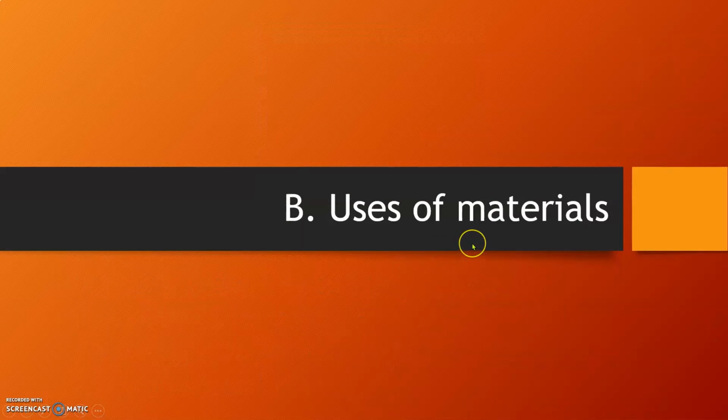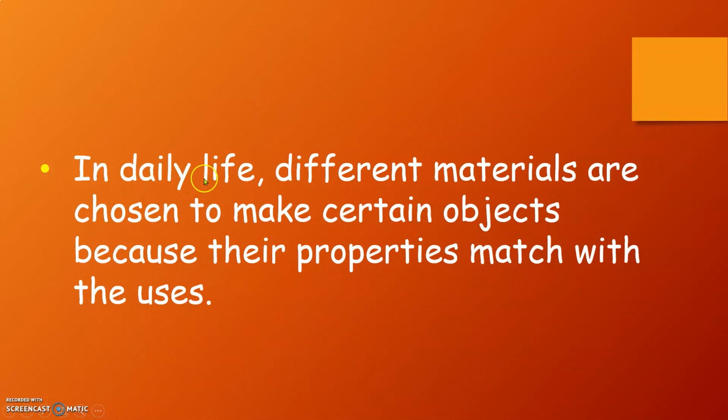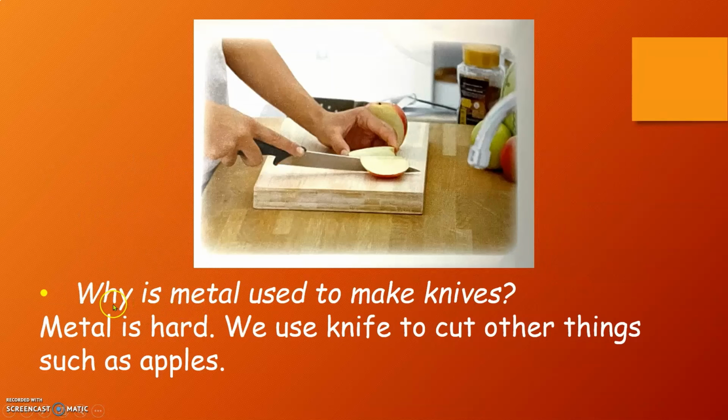Uses of materials. In daily life, different materials are chosen to make certain objects because their properties match with the uses. Why is metal used to make knives? Metal is hard. We use a knife to cut other things, such as apples.